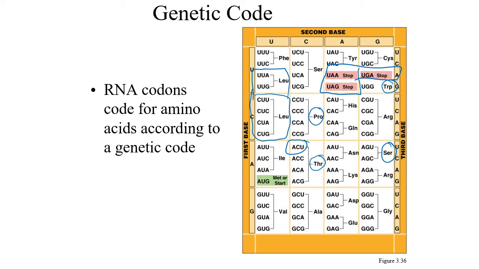What that allows for is that in our code, we can have either CUU, or if we have a little bit of a coding mistake, we can have CUC, and no matter what, either one of them is going to get us to leucine.